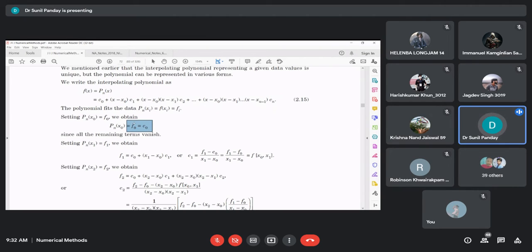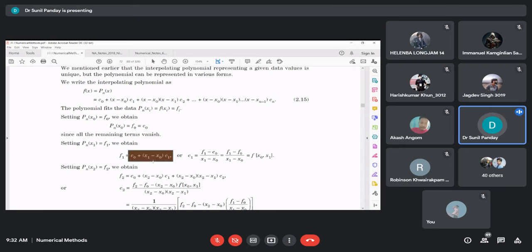It's a given value, f of x naught. Now to calculate C1, I replace x by x1. So Pn of x1: I know that all of these terms contain x1, so all these are 0. These two terms remain with us.